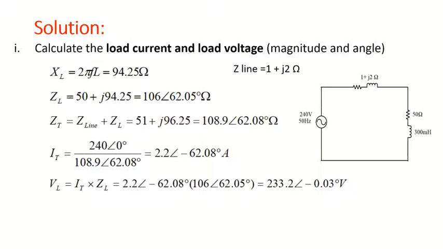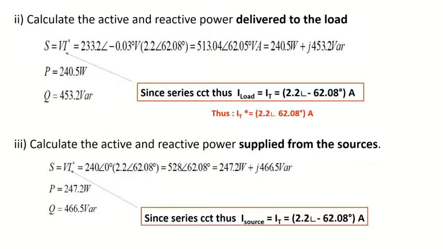Okay, so you multiply these two components, the I total and the Z load. So you get the V load here, which is equal to 233.2 with minus 0.03 degree volt. Now the question asks you to find the active and reactive power delivered to the load.